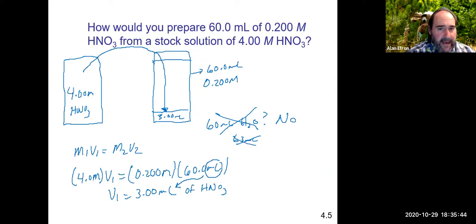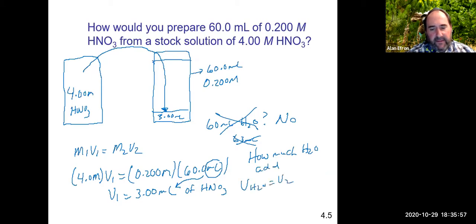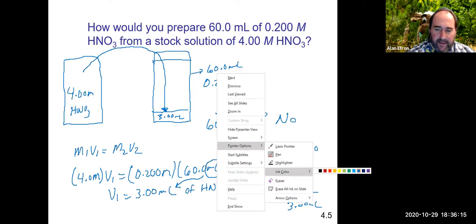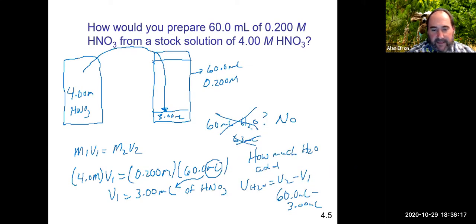So a lot of times they ask how much water you need to add. To figure that out, that usually is V2 minus V1. So in this particular case, our V2 was 60 milliliters minus our 3 milliliters that we put in there. That tells us that to our 3 milliliters of nitric acid that we dumped in there, we need to put in 57 milliliters of water.